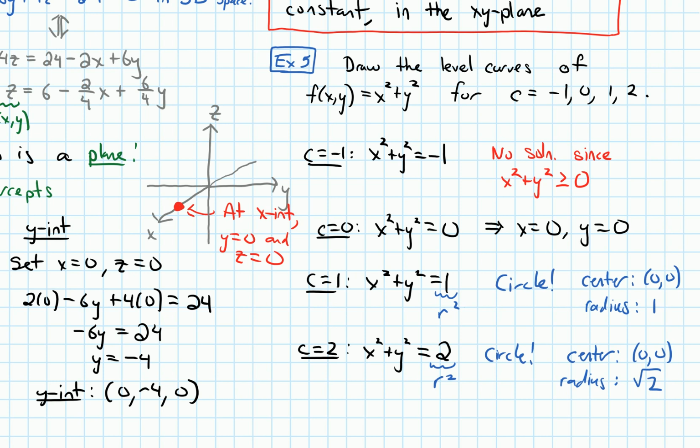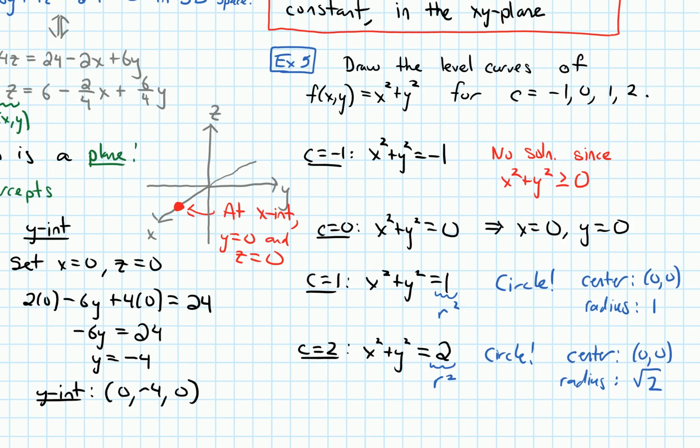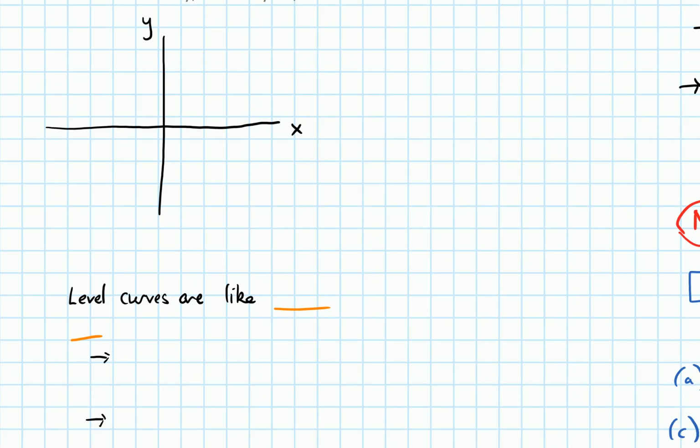All right, so now let's draw these, because the example said to draw the level curves. Okay, so let's draw some axes. So I'll have a y-axis and an x-axis. So going back to what we found for our level curves, when c equals 0, that corresponded to just a single point where x is 0 and y equals 0. So let's draw that. So that point is at the origin, and this corresponds to when c is equal to 0.